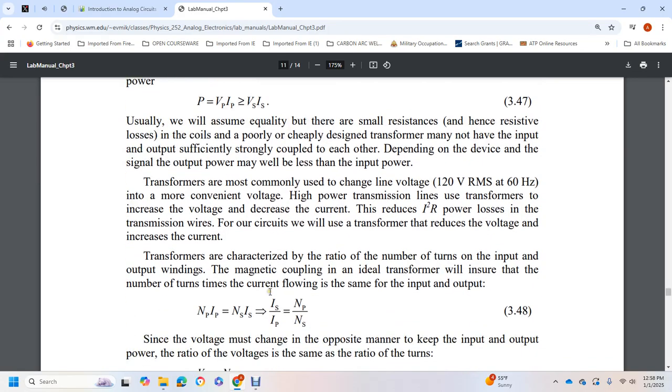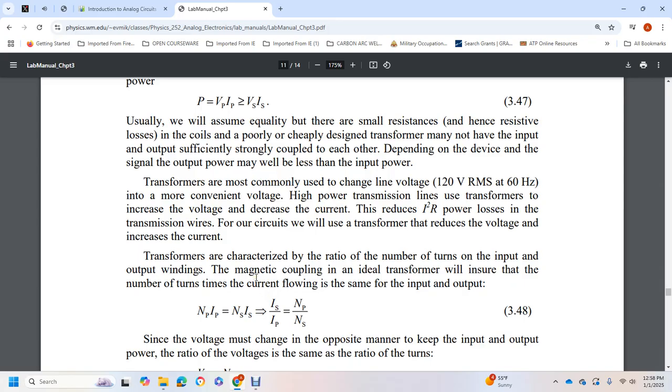The transformer is most commonly used to change the line voltage of 120 volts root mean squared at 60 hertz into a more convenient voltage. For high power transmission, we use a transformer to increase the voltage and decrease the current, which reduces the resistive power loss in the transmission wire. For the circuit, we will use a transformer to reduce the voltage and increase the current.